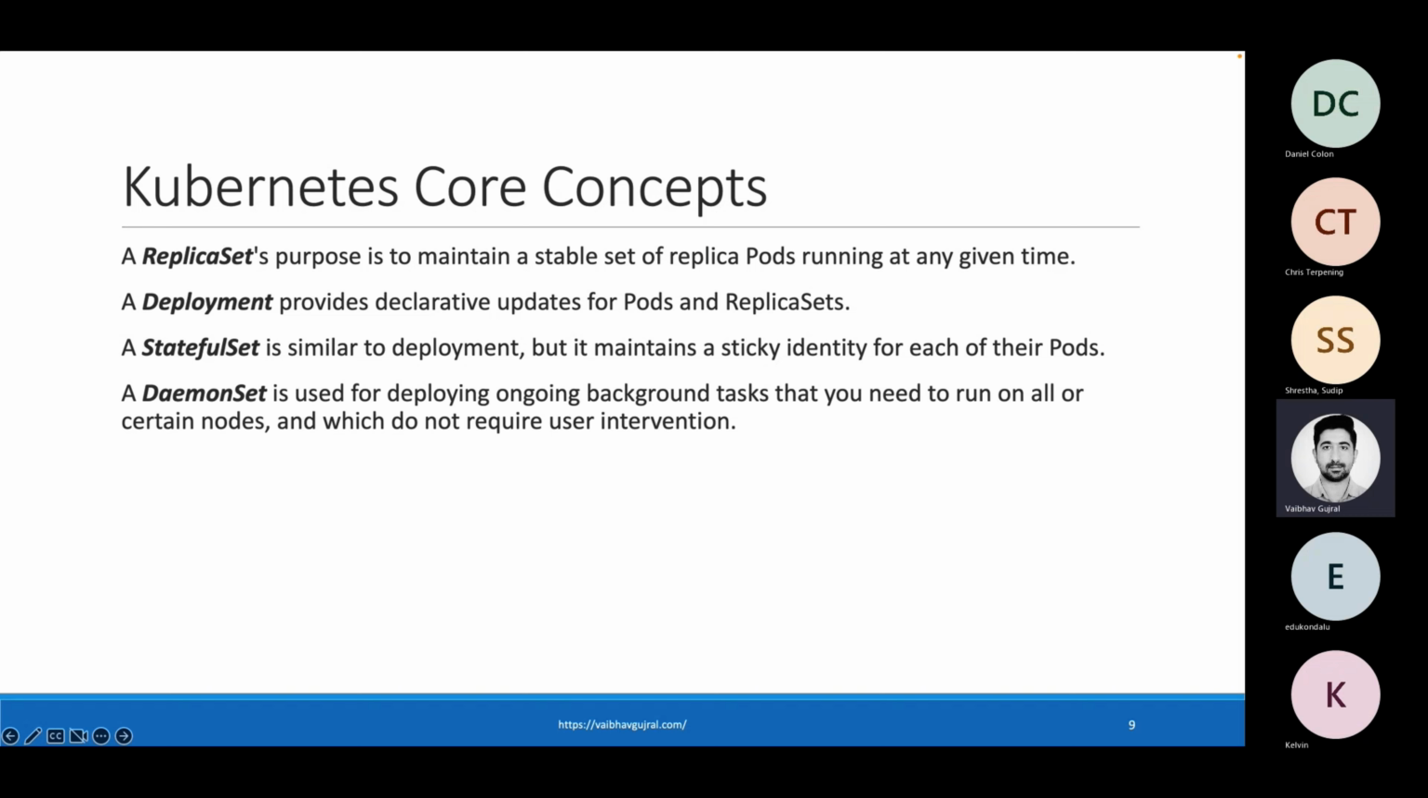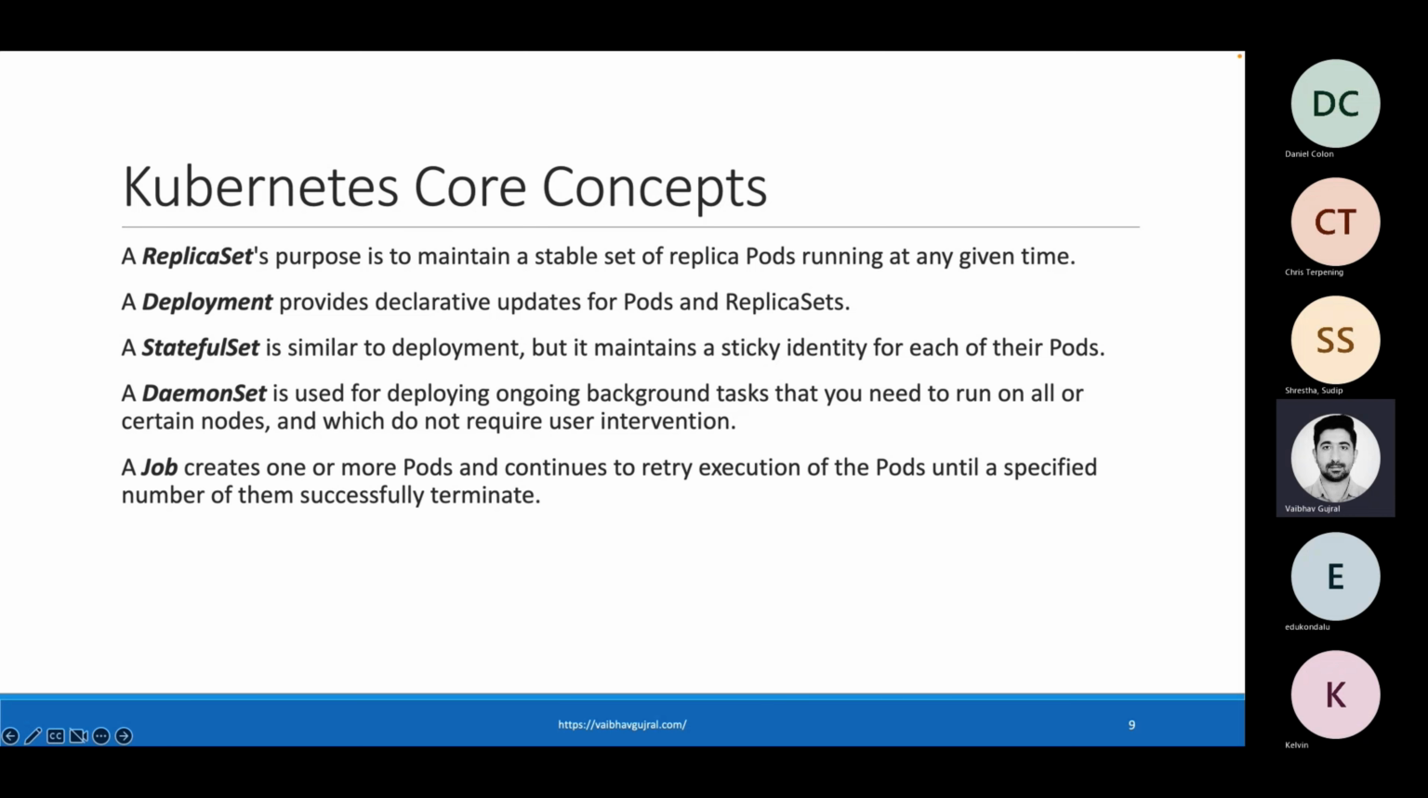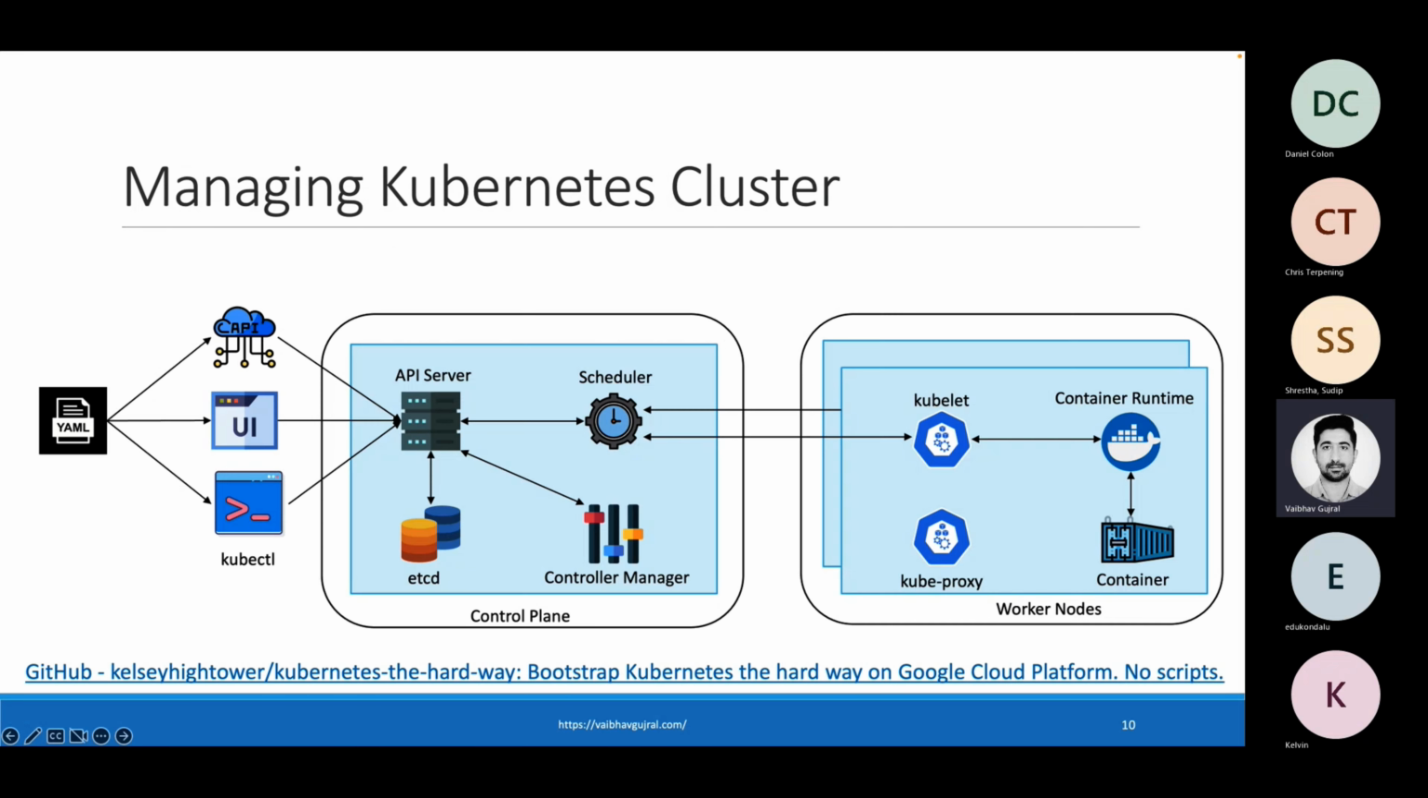A daemon set is for running background tasks inside your Kubernetes cluster. Then there are a couple of jobs that you can run to handle some of the utilities inside your Kubernetes cluster to support your actual application and workload.